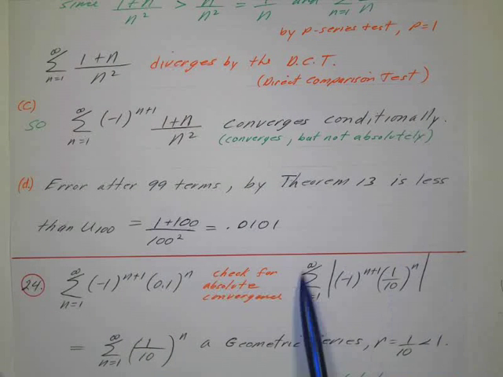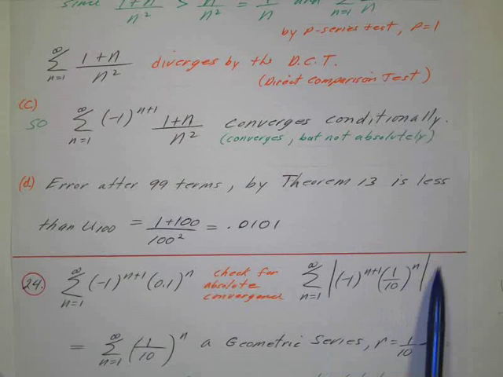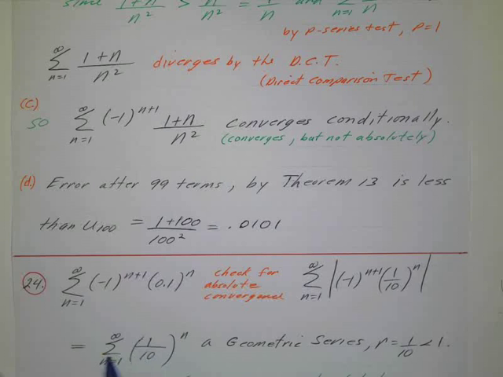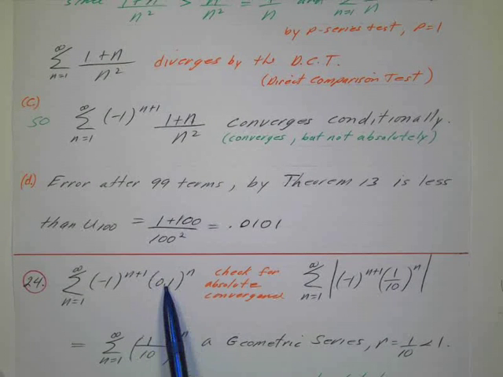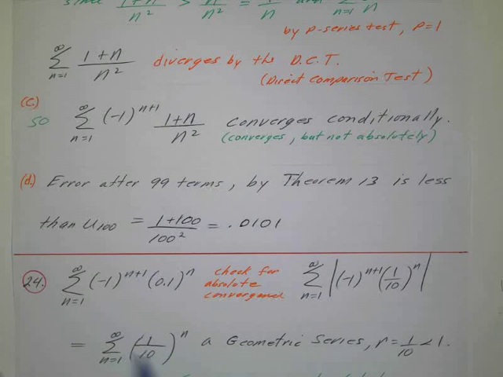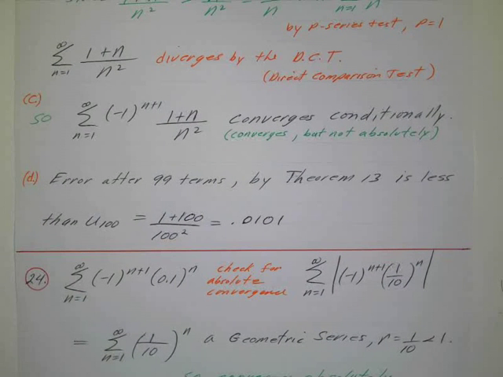This is my series, and right away I just tried to check it for absolute convergence. If we check for absolute convergence, we have the summation 1 over n to the n. I wrote the 0.1 to the n as 1 over 10 to the n. And this is a geometric series, and what's r? R is going to be 1 over 10. That's my ratio, and that's less than 1. So this series converges absolutely. So we don't have to say anything about conditional, because it converges absolutely.